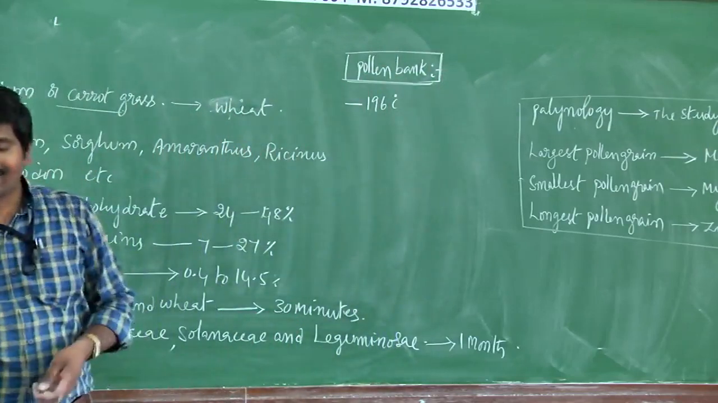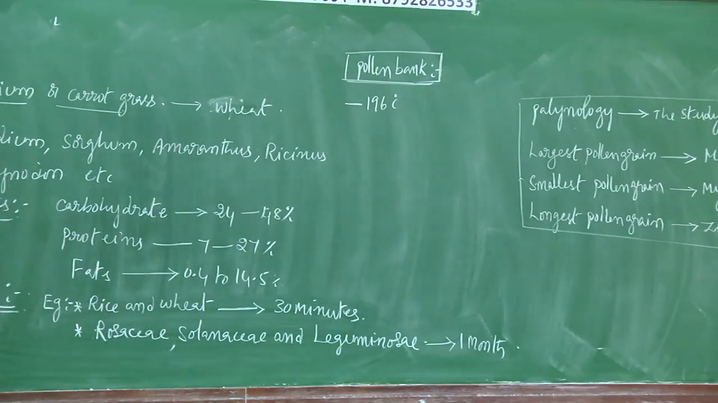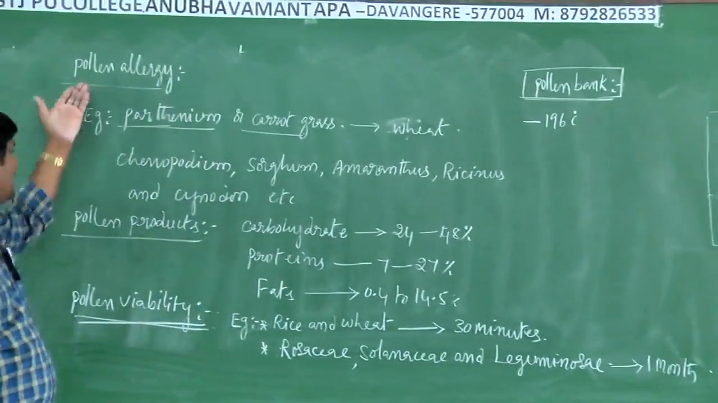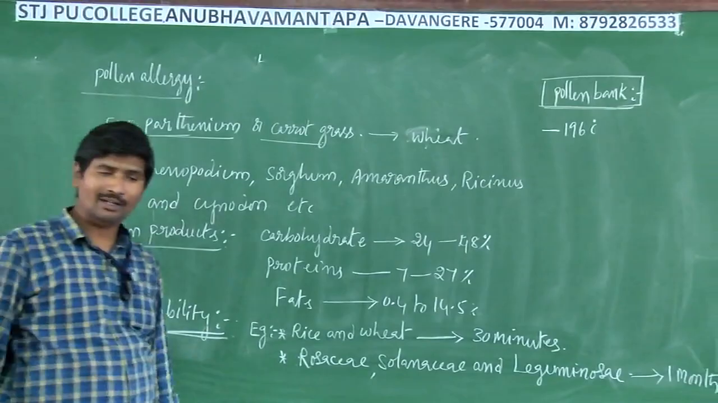This is the concept of the extents of anther and the structure of the pollen grain and the related pollen allergy, pollen products and pollen viability. Okay.